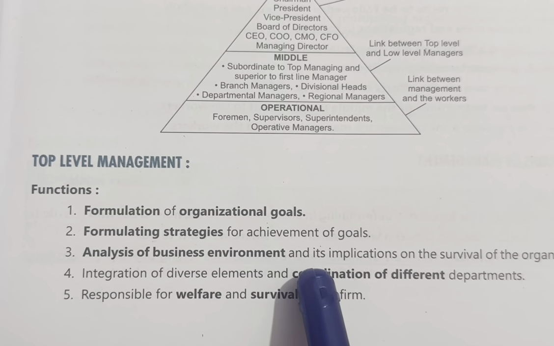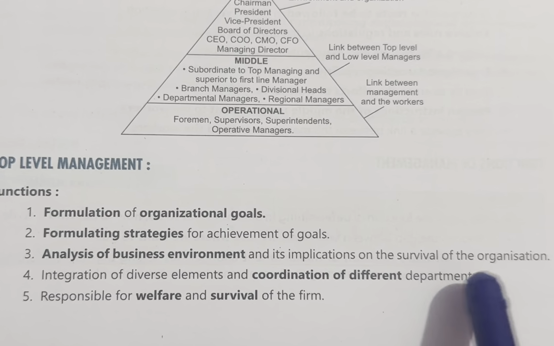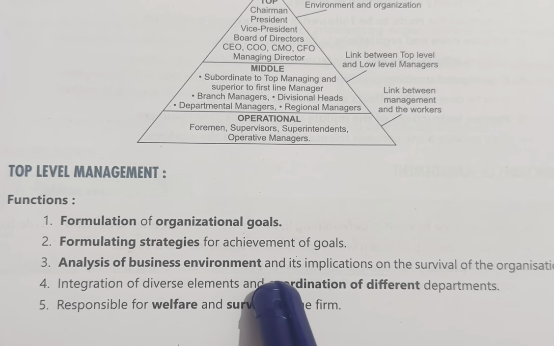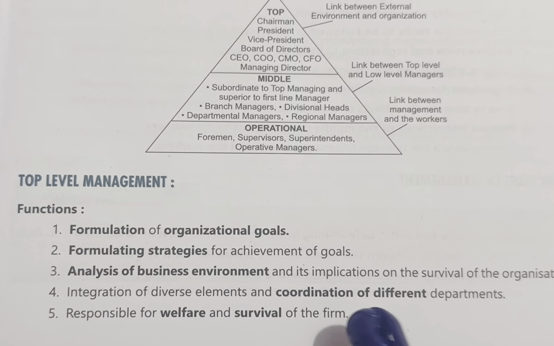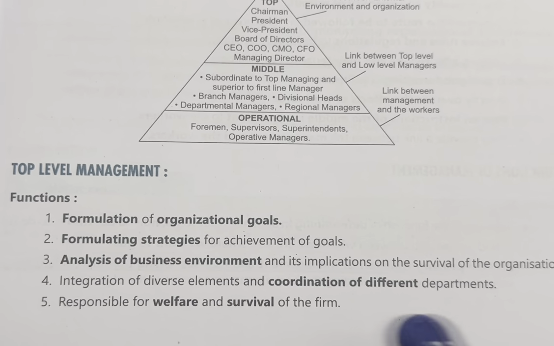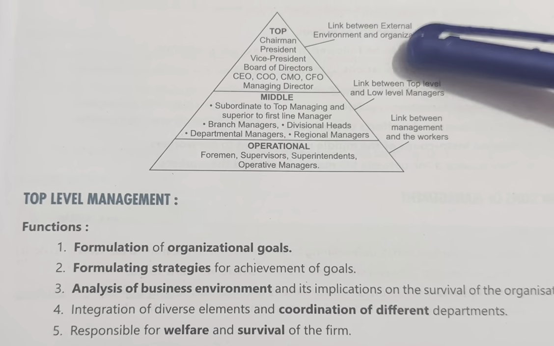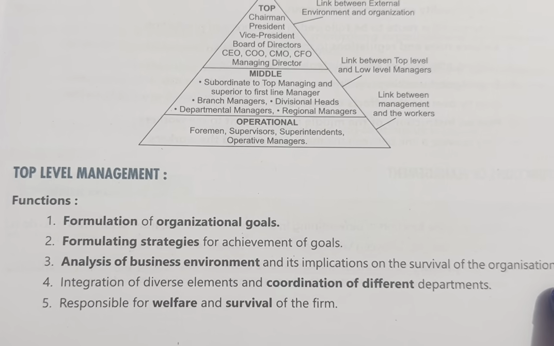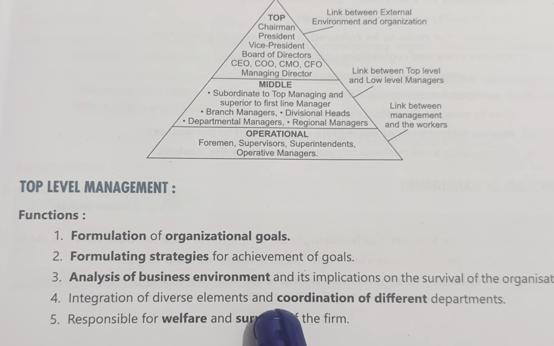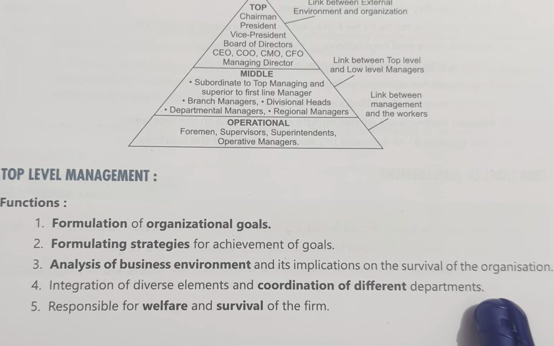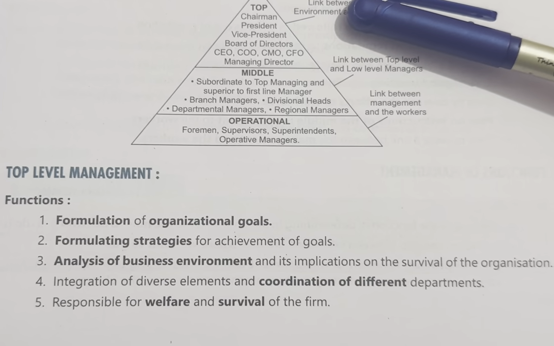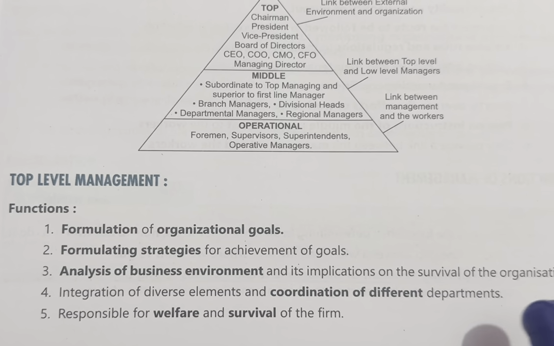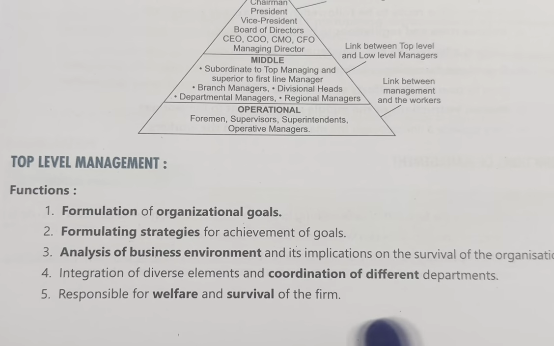Analysis of business environment and its implication on the survival of the organization. The next function is to analyze, to see the business environment, means what changes are happening outside the business, and according to that they can take preventions so that they can survive in the market. Integration of diverse elements and coordination of different departments. So it's the duty of top level management to integrate the diverse elements and the coordination of different departments.